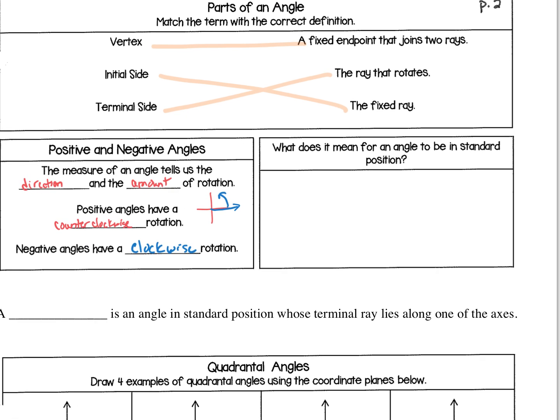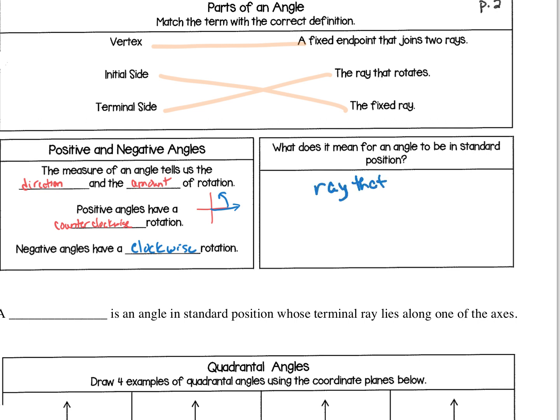All right, somebody in their own words explain what standard position means, please. Position that is standard, yes, that's true, but more specifically, the vertex is at the origin. Where's the origin? The angle's vertex at the origin, standard position.